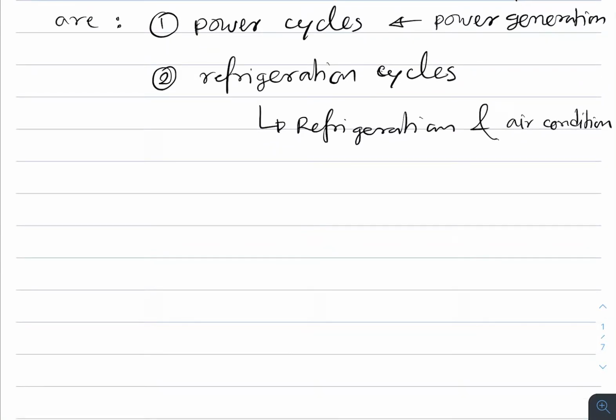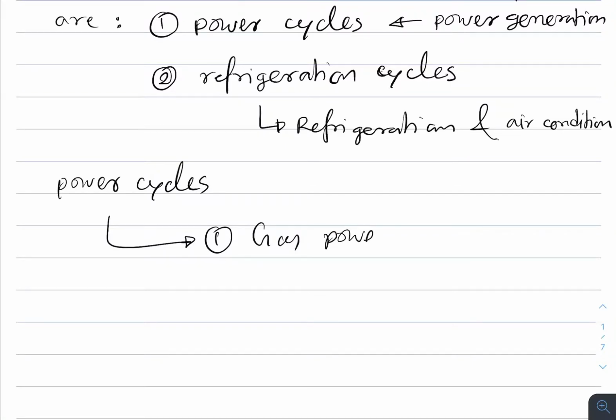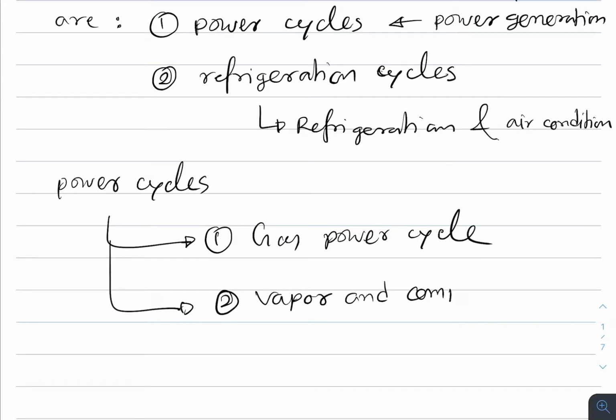Now, in this chapter, we'll talk about the power cycle, like some part of the power cycle. The power cycle also consists of two different types of cycle, right? So the power cycle also has two different areas. One is gas power cycle, which is this chapter, and another is vapor power cycle, vapor and combined power cycles.